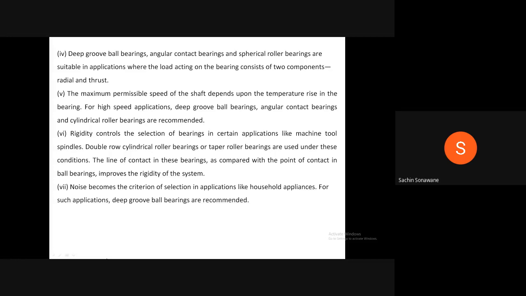Rigidity controls the selection of bearings in certain applications like machine tool spindles. Double row cylindrical roller bearings or taper roller bearings are used under these conditions. The line of contact of these bearings, as compared with the point of contact in ball bearings, improves the rigidity of the system. Noise becomes a criterion of selection in applications like household appliances. For such applications, deep groove ball bearings are recommended.